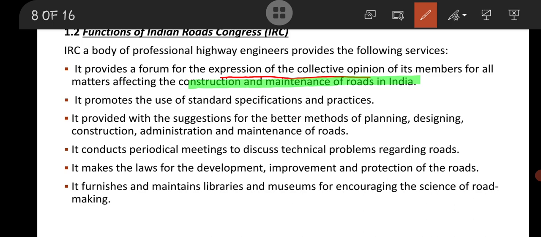Second important point, it promotes the use of standard specifications and practice. So IRC will provide some specifications. What is the width of the road? What is the thickness of the road? What are the different materials in different layers of the road? These are provided by IRC, and after IRC we have to move on the road. IRC provides certain codes like IRC 6, IRC 34. These are a few codes which are used in the construction of highway engineering. So the second point is standard specification and effectiveness.